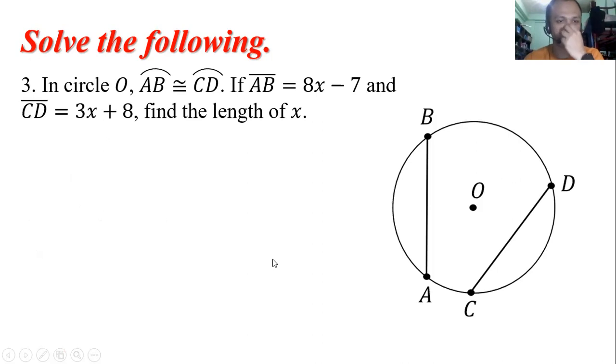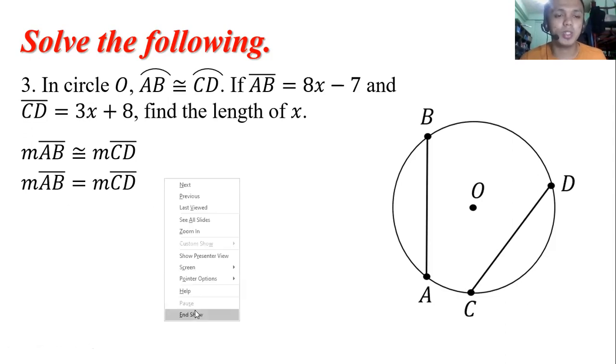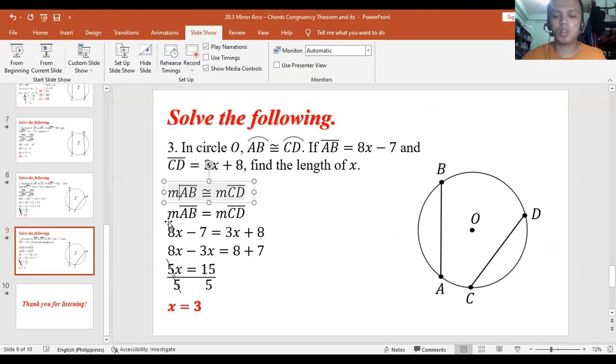How about this one? In circle O, arc AB is congruent to arc CD. If AB here is equal to 8x minus 7, and CD is 3x plus 8, find x. Okay? Again, since the arcs are congruent, therefore chord AB is congruent to chord CD, and they are equal. Let's remove the measure. Anyway, it's also fine to keep the measure, because we are measuring.